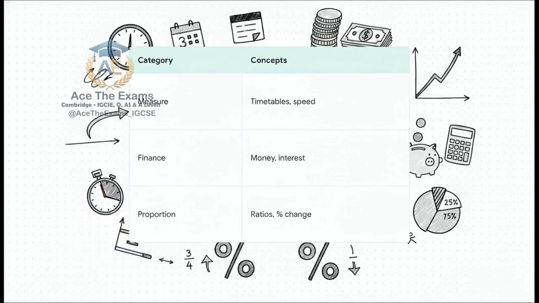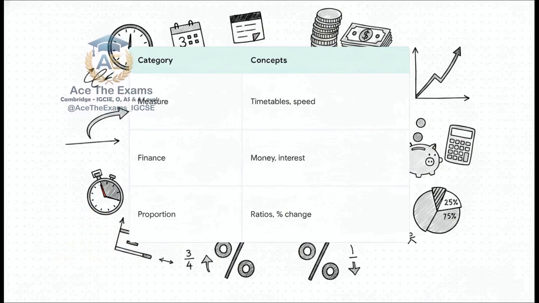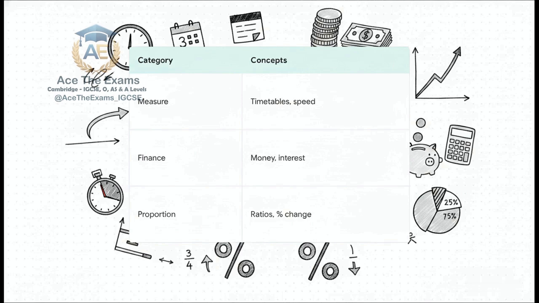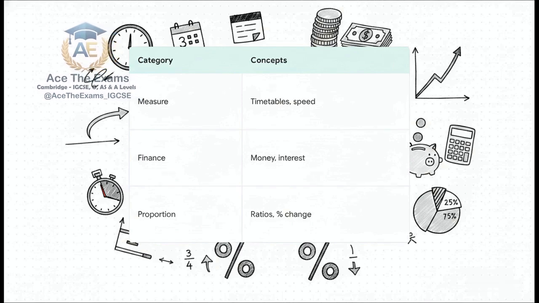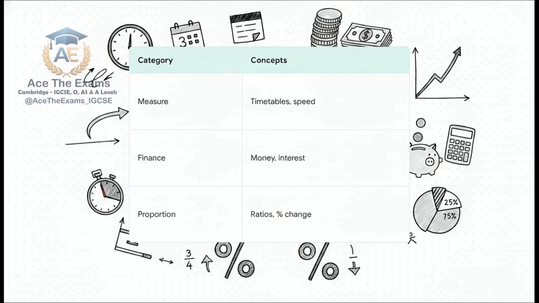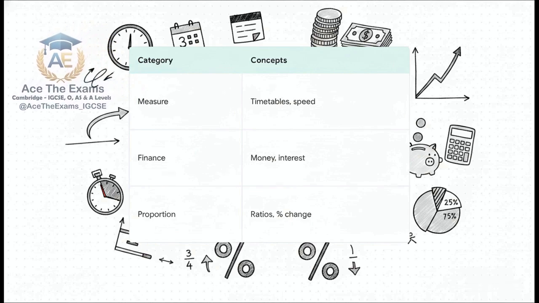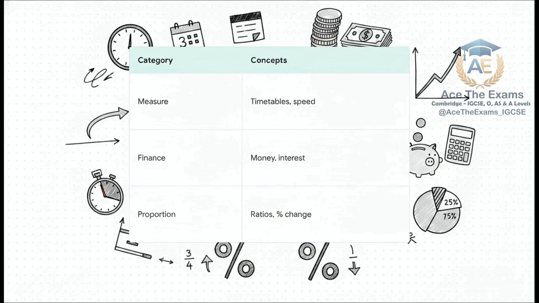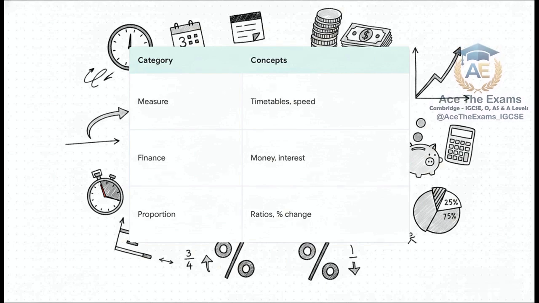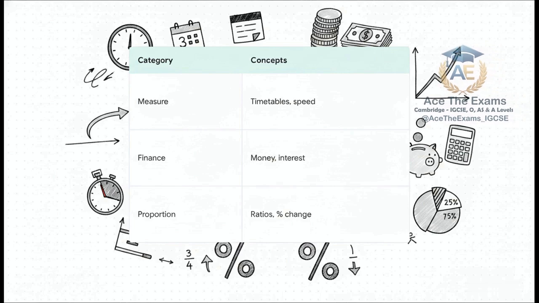Moving to finance, E1.15 and E1.16 test your ability to convert currencies, extract data from charts, and solve problems involving simple and compound interest. Under proportions, E1.11 and E1.12 test your understanding of ratios, percentage of a quantity, and calculating percentage increases and decreases. These aren't just exam questions. These are the mechanical life skills that dictate the real world.